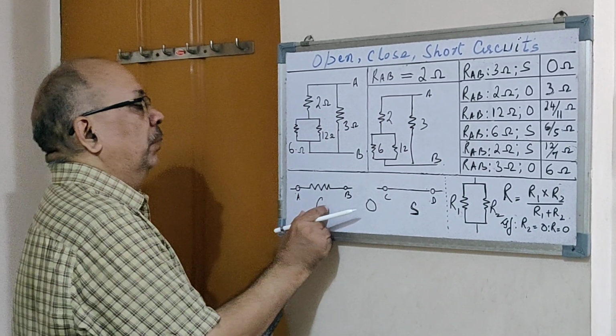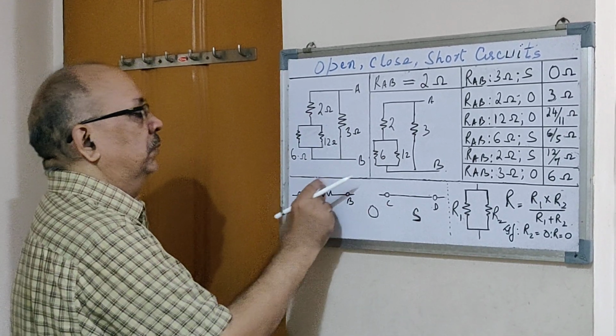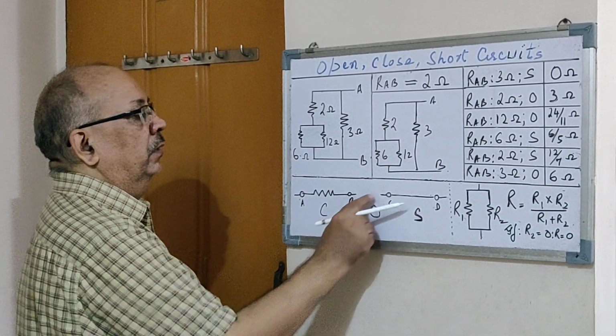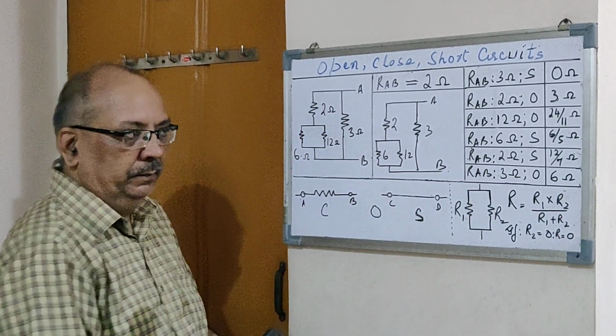So basically we call them closed circuit, open circuit, short circuit. Some resistance value, closed circuit. Infinity resistance, open circuit. Zero resistance, short circuit.